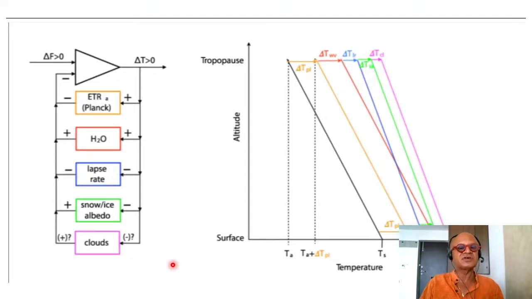So here is a quick example. Here is the radiative forcing that we talked about and how temperature is changing. You have emitted terrestrial radiation with Planck feedback. If temperature increases, that's going to increase the emitted terrestrial radiation because surface temperature goes up, so it will be a negative feedback. Water vapor is a positive feedback. Lapse rate here is shown as a negative feedback. We'll see that in a minute.